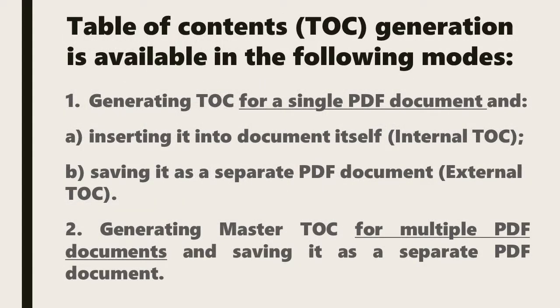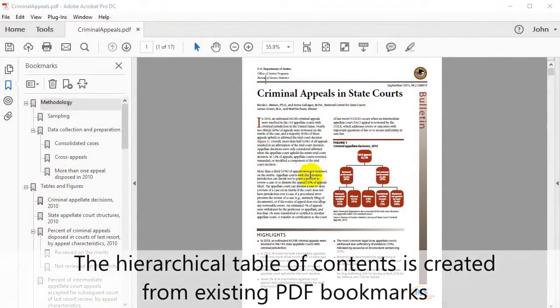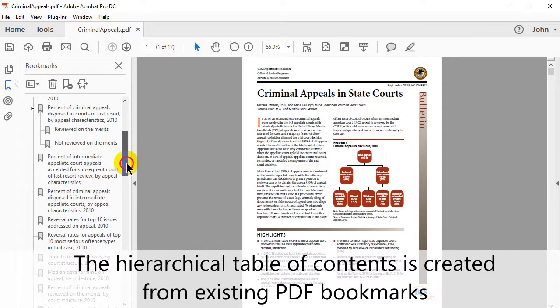Table of contents generation is available in the following modes. One would be generating a table of contents for a single PDF document and either inserting it into the document itself, referred to as an internal table of contents, or saving it as a separate PDF document, referred to as an external table of contents. And option 2 would be generating a master table of contents for multiple PDF documents and saving it as a separate PDF file. This hierarchical table of contents is created from existing PDF bookmarks.